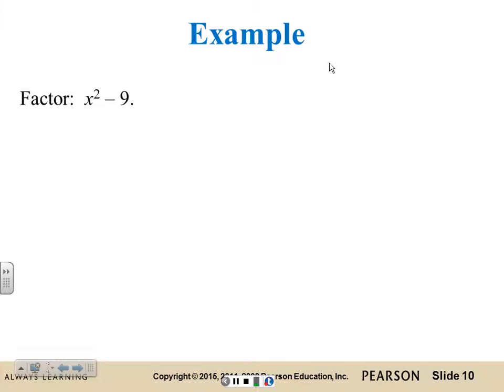So let's try this. I have a binomial. I have a minus sign. I can take the square root of x squared and I can take the square root of 9. So I have my pattern. So we're going to open up two sets of parentheses, put a plus in one and a minus in the other, and it doesn't matter which is which. And the square root of x squared is going to be x, square root of 9 is going to be 3, and then I'm done.